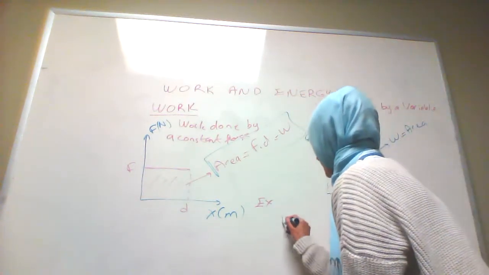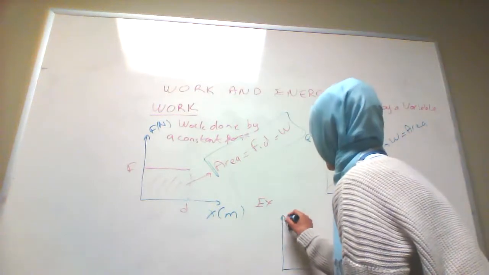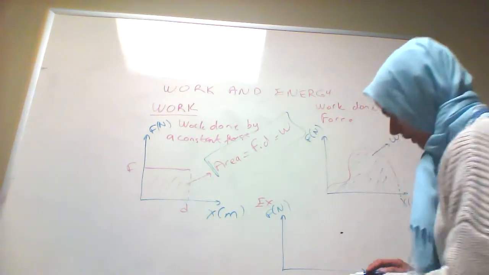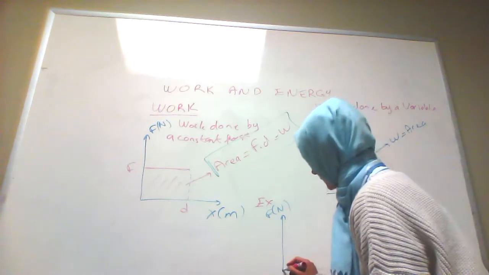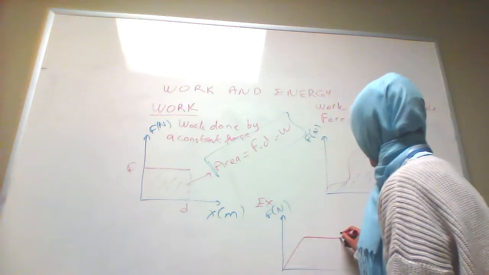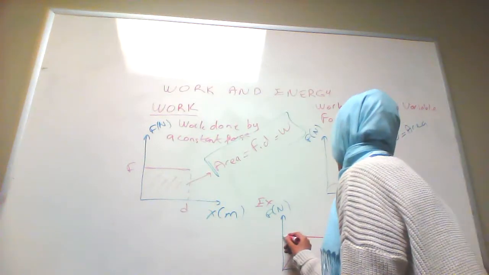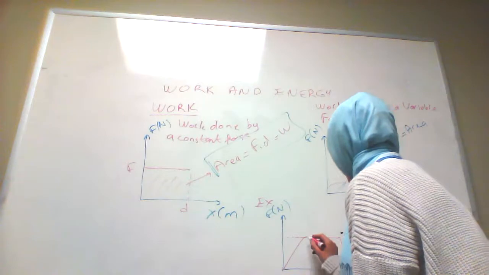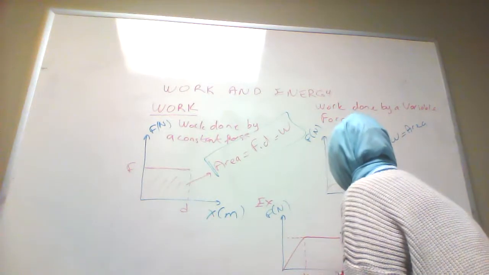We have a force versus distance graph. F is in Newtons, distance is in meters. Let's say our force starts from 0, reaches a value, and then stays constant, and moves the object to a distance x. Let me say this is x, and this is 3x.